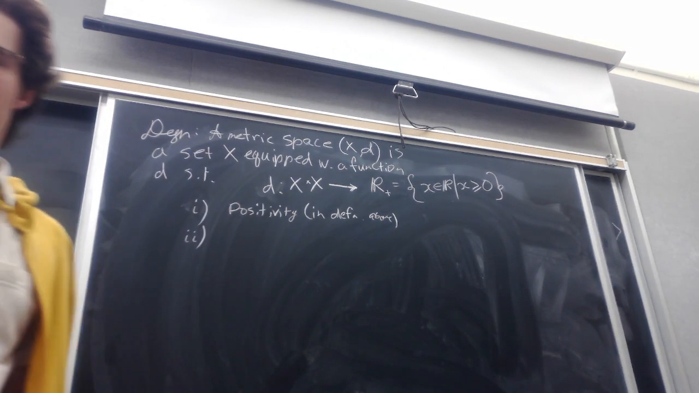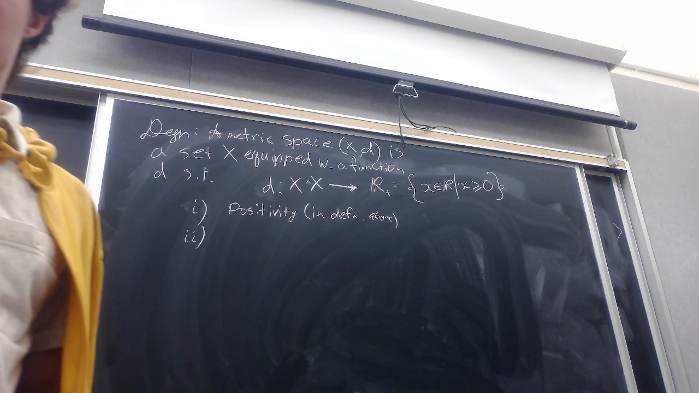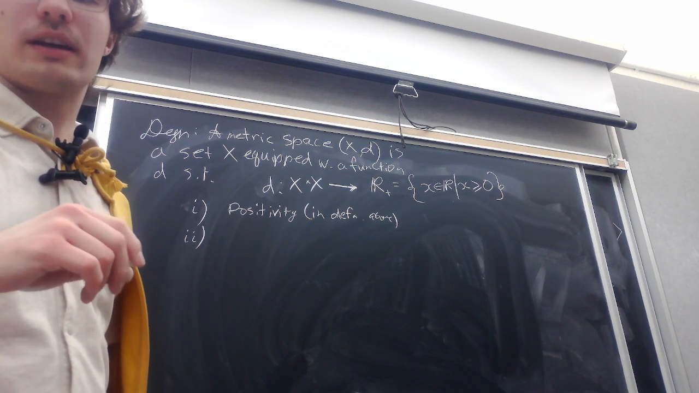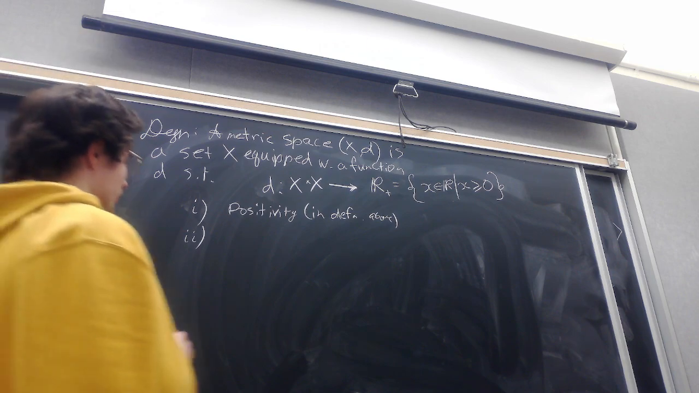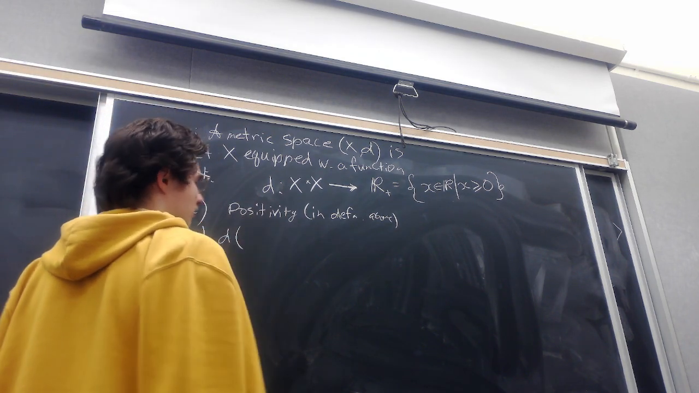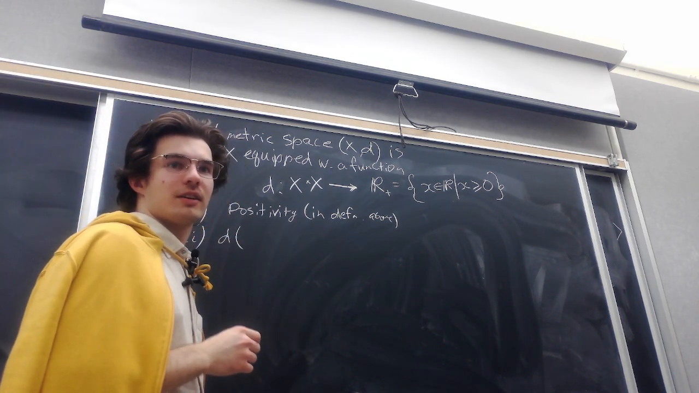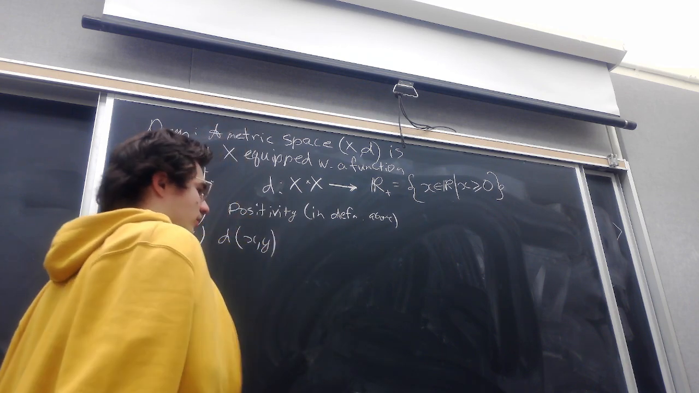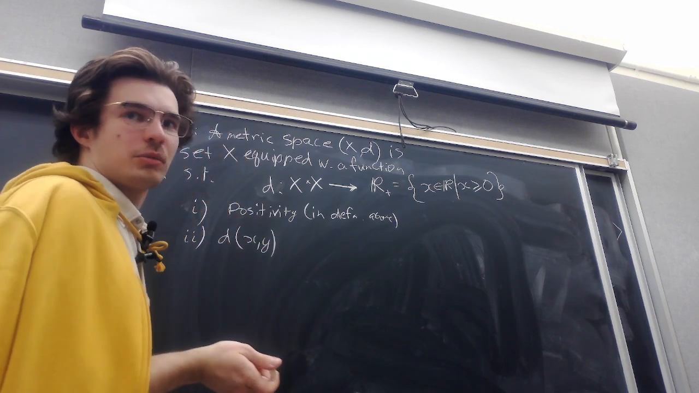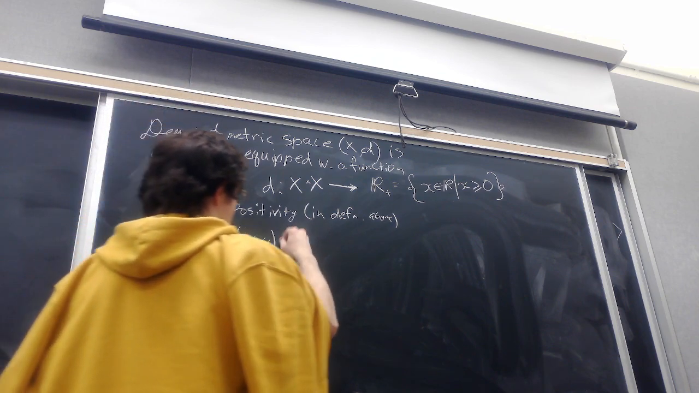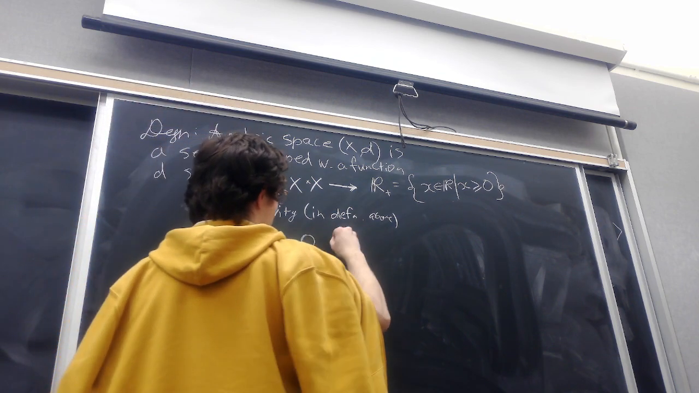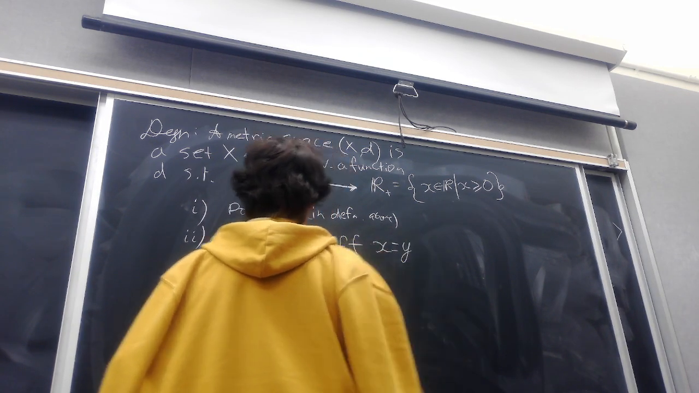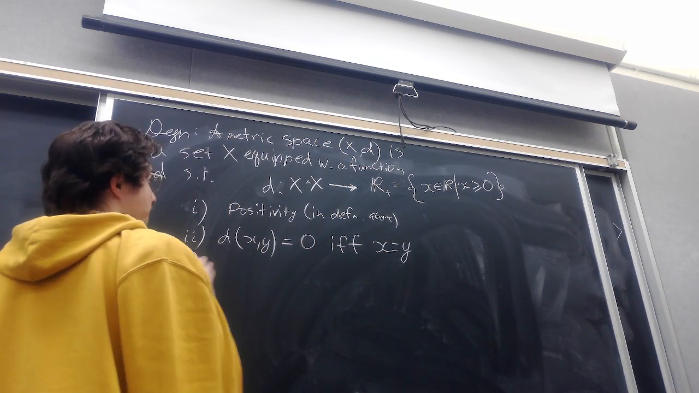Okay, what do I want next? Let's go in the order of the handout that I gave. So distance from a point to itself. What should the distance from a point to itself be? 0. Okay. Should the distance from a point to another point be 0 if they're distinct points? No. Okay, so the distance between x and y should be 0 if and only if x equals y. X and y are the same point. Okay, that's one thing we want.